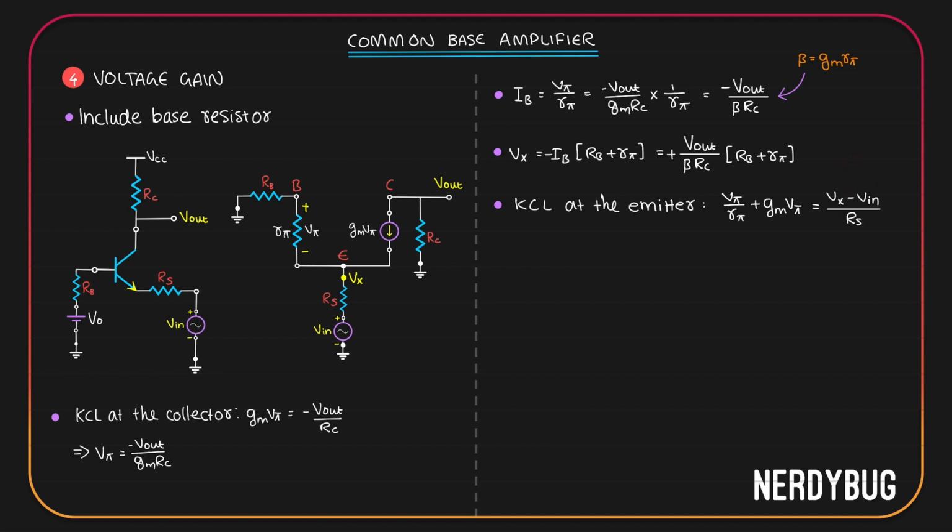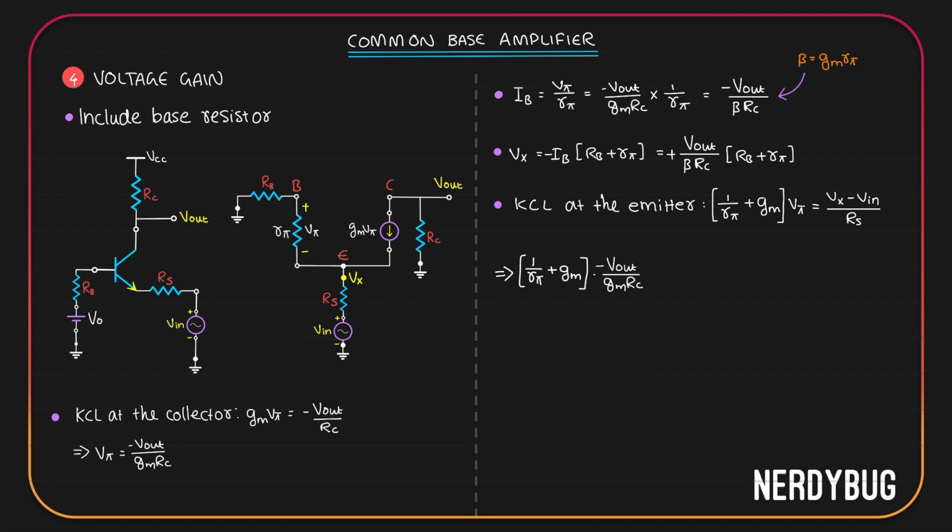On the left hand side, we have V pi by R pi plus gm V pi. That can be written as 1 by R pi plus gm multiplied by V pi. Again, we have another expression for V pi. It is minus V out by gm Rc. So the left hand side of the equation becomes 1 by R pi plus gm multiplied by minus V out by gm Rc. On the right hand side, we have Vx.